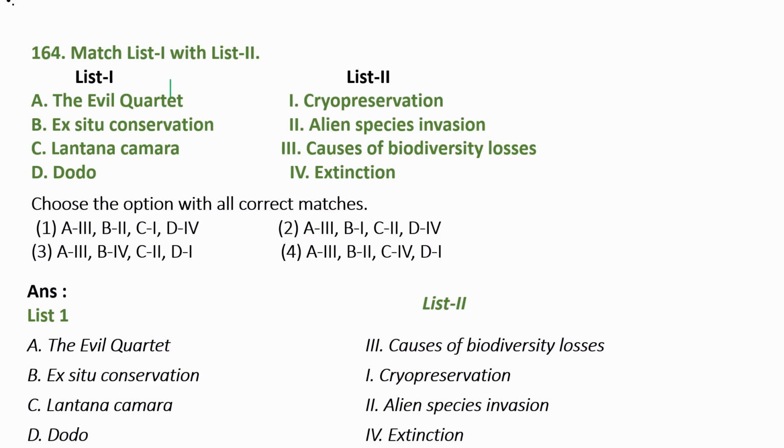Here you can see that the evil quartet is normally a cause of biodiversity loss, whereas ex situ conservation is nothing but the conservation of animals which are going to become extinct, through the cryopreservation process. Whereas Lantana camara is nothing but an alien species invasion, and the dodo is a bird which went extinct. So these are the options. So you have to say A3, B1, C2 and D4. So here the second one is the right answer.